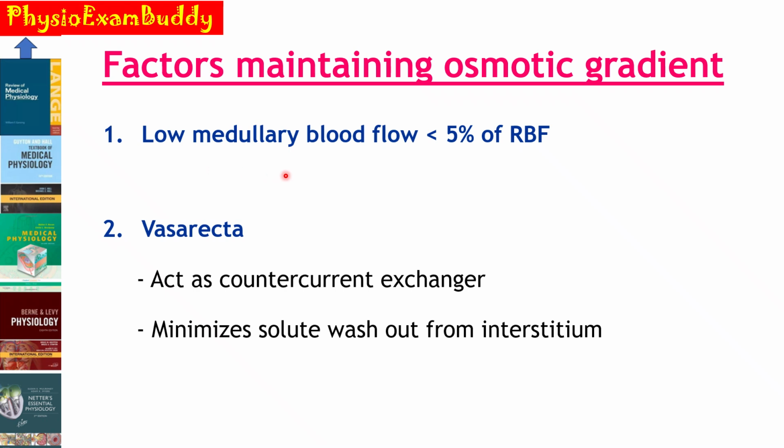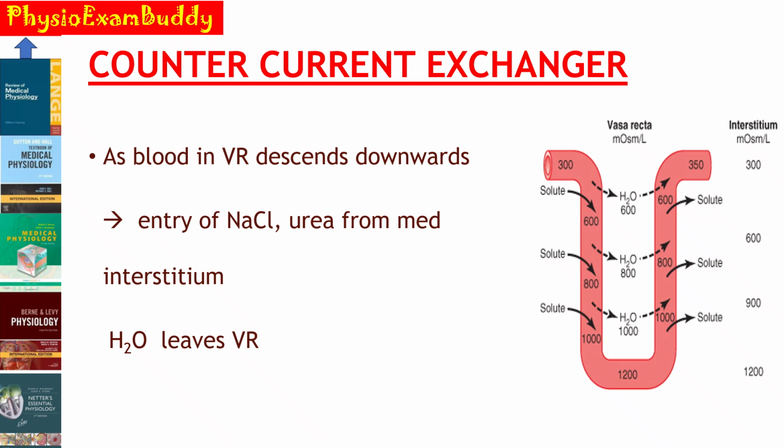First one is low medullary blood flow. That is, the blood flow in the renal medulla is less than 5% of the total renal blood flow. Whereas the other factor which maintains the osmotic gradient, one of the most important things, is the vasa recta, which acts as a counter current exchanger by minimizing the solute washout from the interstitium. We will see the function of the counter current exchanger.